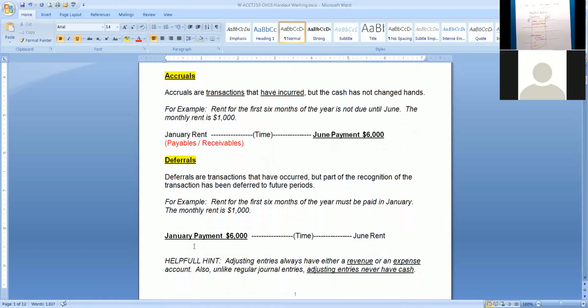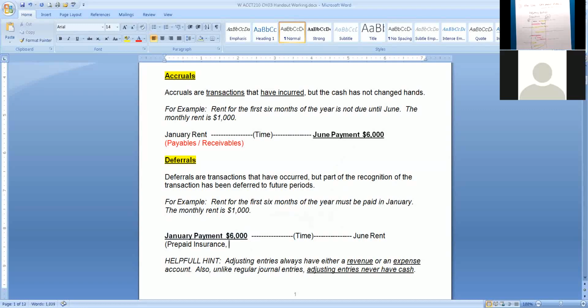So that's an accrual. The deferrals are sort of the other end. That's when the cash has changed hands. However, the transactions are ongoing or going into the future. So this could be prepaid insurance, for example, or some kind of prepaid. Here this would be prepaid rent.